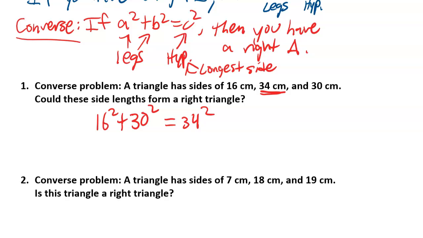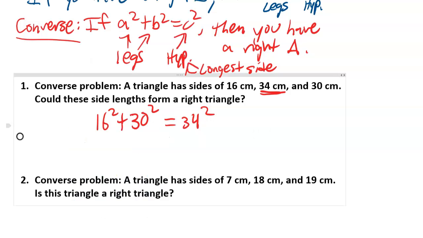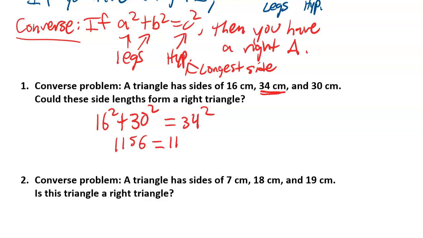So this is where we're going to pull up a calculator. We can just type this in. We could type in 16 squared plus 30 squared, and I get 1,156. And I'm going to compare that to 34 squared. So 34 squared is 1156. So those measurements match. 16 squared plus 30 squared is 1156, and so is 34 squared. So since that is true, yes.